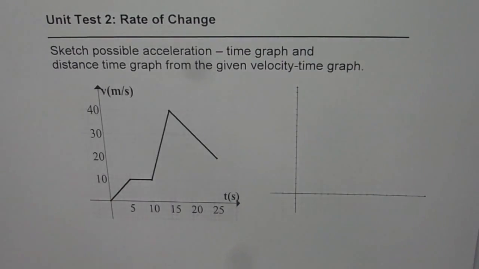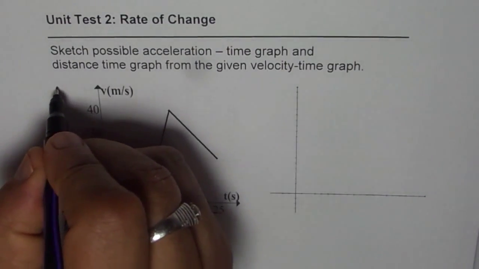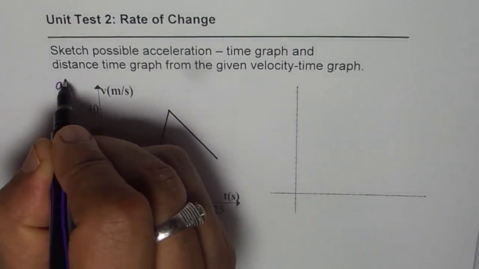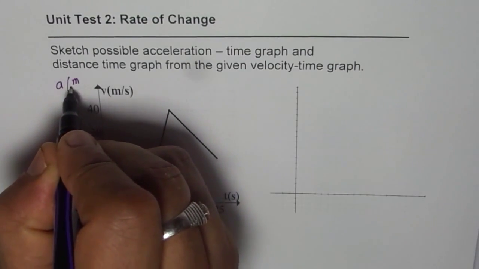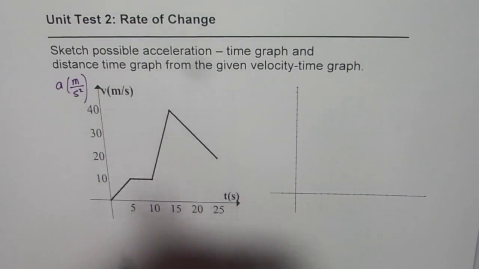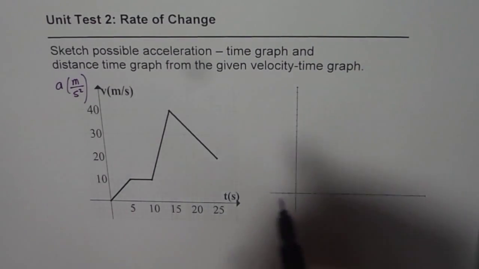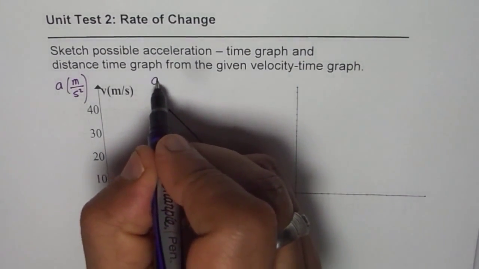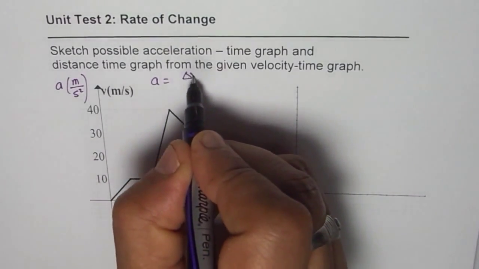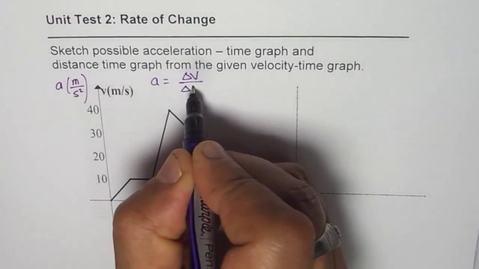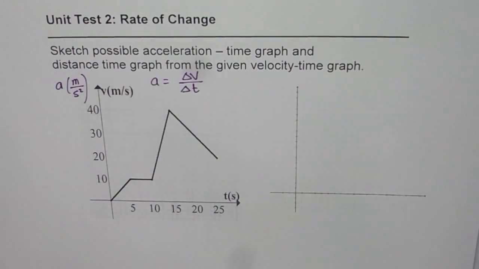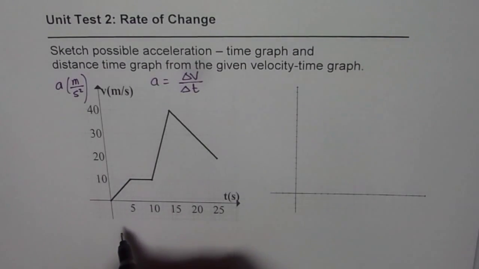So let me use some different ink. We'll say acceleration will be in meters per second square, and we'll figure out the scale soon. So what we have here is velocity and time. What is acceleration? Acceleration a is the rate of change of velocity, so basically delta v over delta t. That should help us figure out acceleration during each interval.